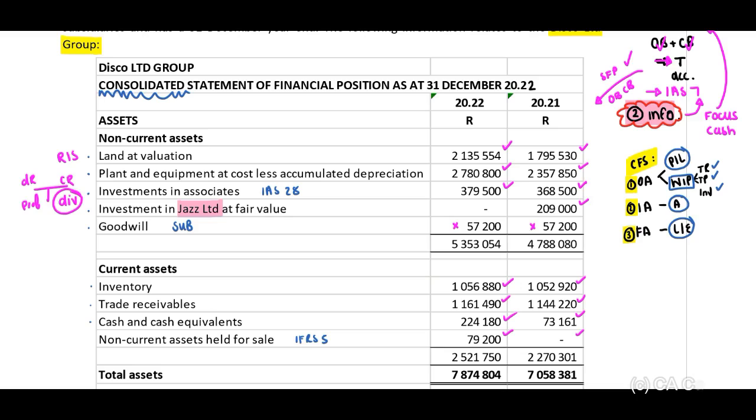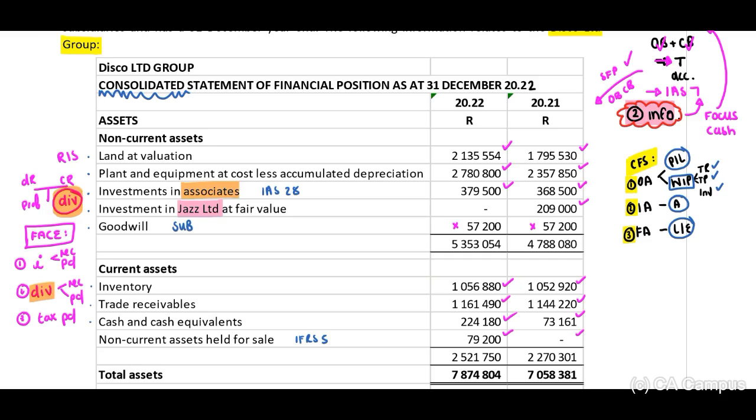The dividends will be important because on the face of our cash flow statement, remember we need to disclose our interest received and paid separately. We need to disclose our dividends received and paid separately. And we need to disclose our tax paid separately. That is why the dividends in terms of our associate will be important to us, because we need to disclose this separately on the face of our cash flow statement.